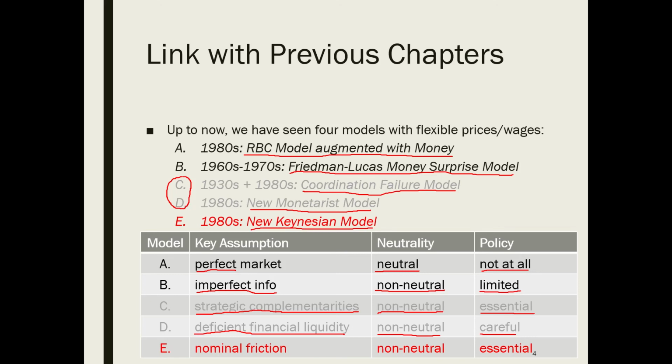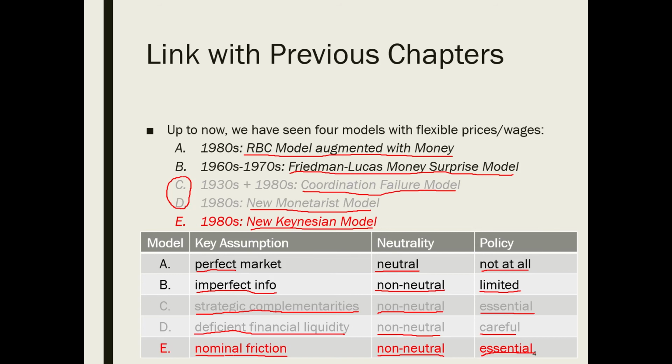The key assumption of new classical models is the nominal friction, or sometimes we call it price rigidity or wage rigidity. They are the same thing. And the conclusion of new classical models is that money is non-neutral, and monetary policy can be essential for government to stabilize the economy. We can, of course, group these models by different criteria in different ways.